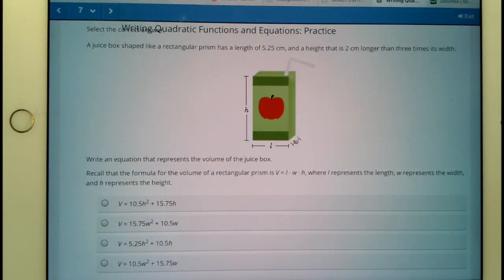A juice box shaped like a rectangular prism has a length of 5.25 centimeters and a height that is 2 centimeters longer than 3 times its width. Write an equation that represents the volume of the juice box.